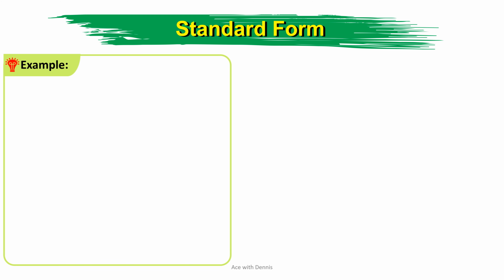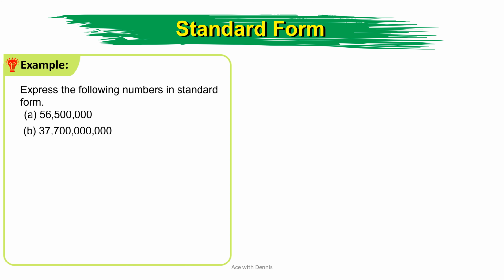Now, let's look at this example. Express the following numbers in standard form. A. 56,500,000. B. 37,700,000,000. C. 0.0000021. D. 0.074.